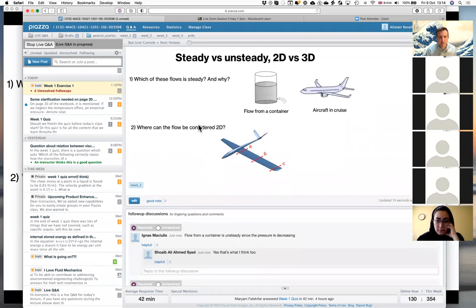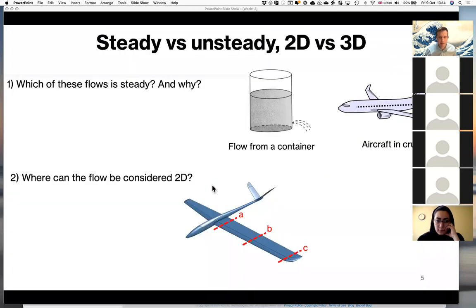Okay, so let's move on to the second question. I'll go back to this one again, it's a bit bigger. We've got a glider, and I took care to choose one where the wing is straight. Essentially, it's a rectangular wing. If you consider the different cross sections, you've got A right near to the root of the wing, B in the midspan, and C near to the tip. In which one of these cases can we consider the flow to be 2D? A, B, or C?